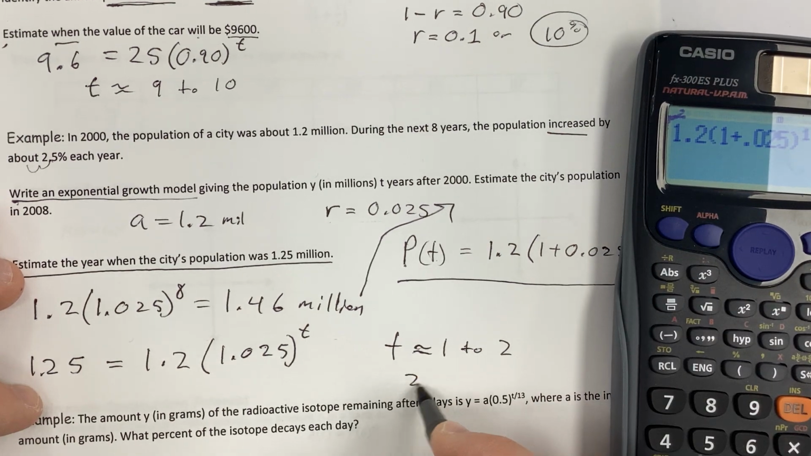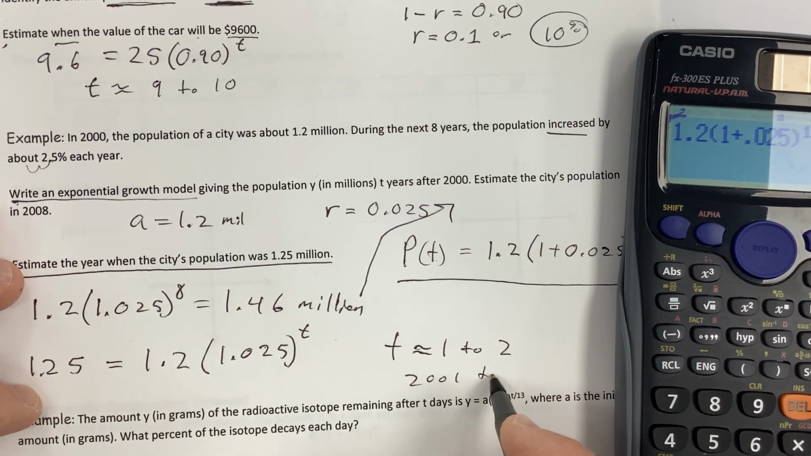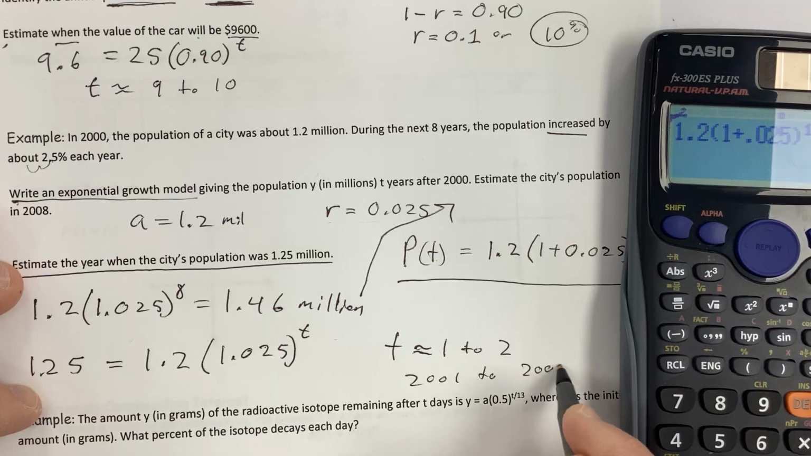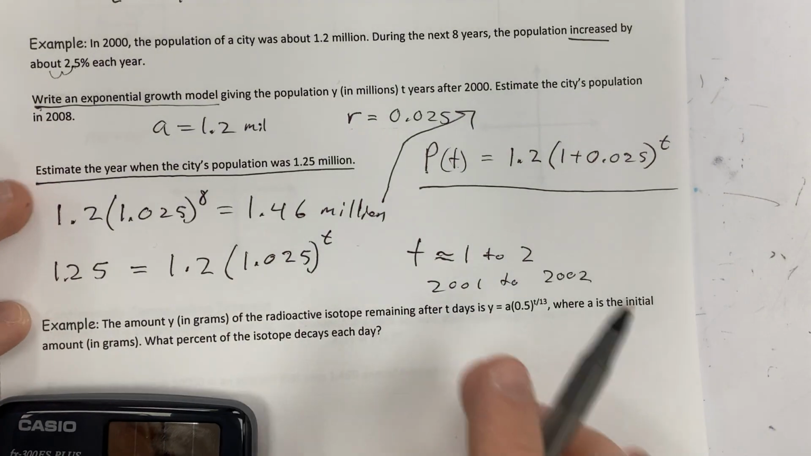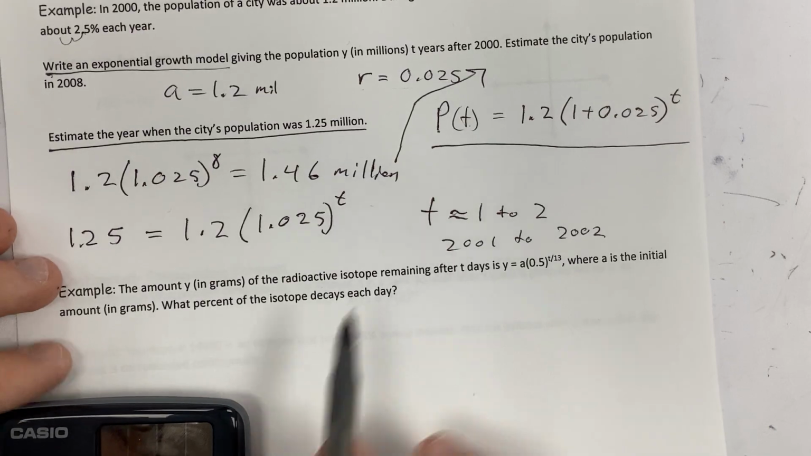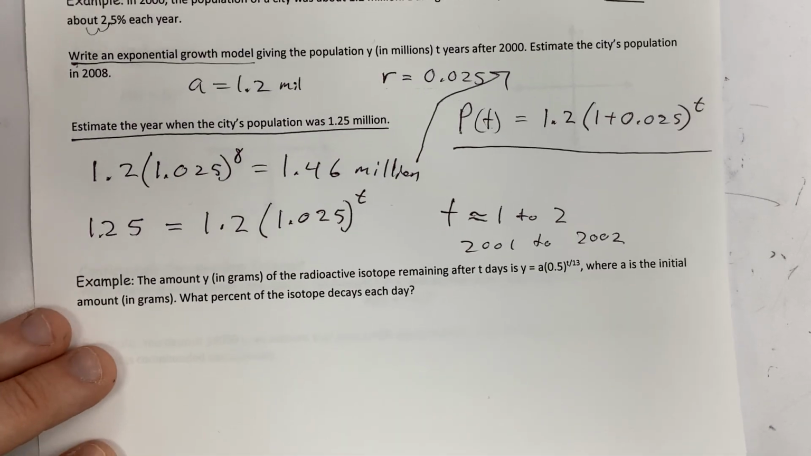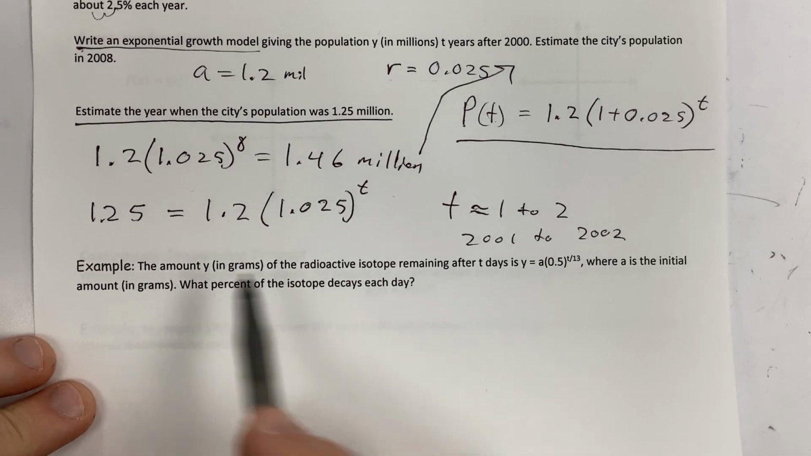Or I should say between 2001 to 2002, somewhere in that range, it became 1.25 million. Last example, and by God, this is the trickiest one.